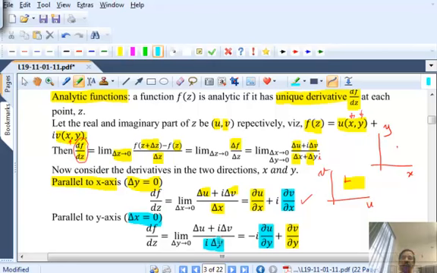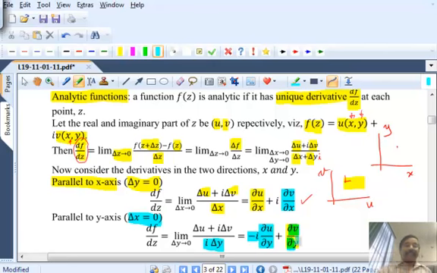Now, why did I put a minus i here? Because it is 1 over i, so I just multiply and divide by i. So it becomes i squared, which is minus 1, and I'm left with an i in the numerator. For the next term, both the i's will cancel out, so that will give me the real part, dv/dy.